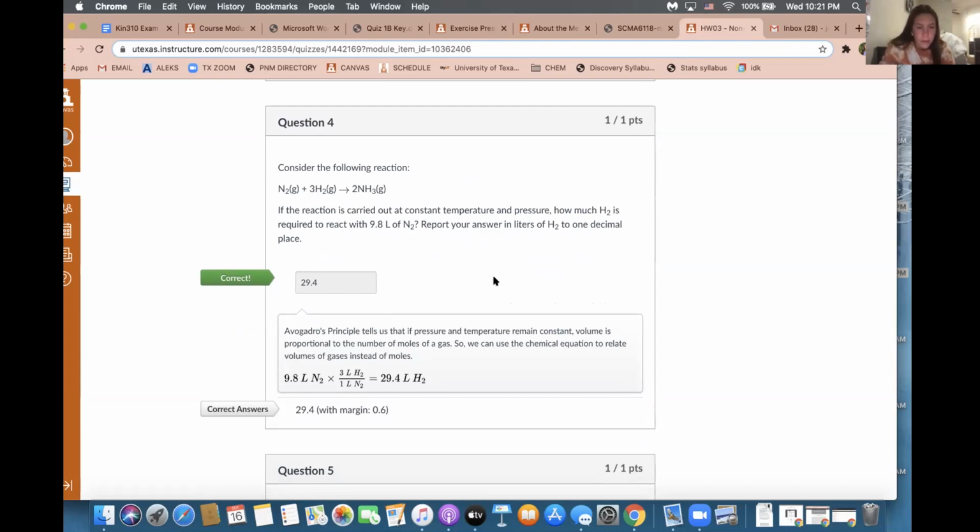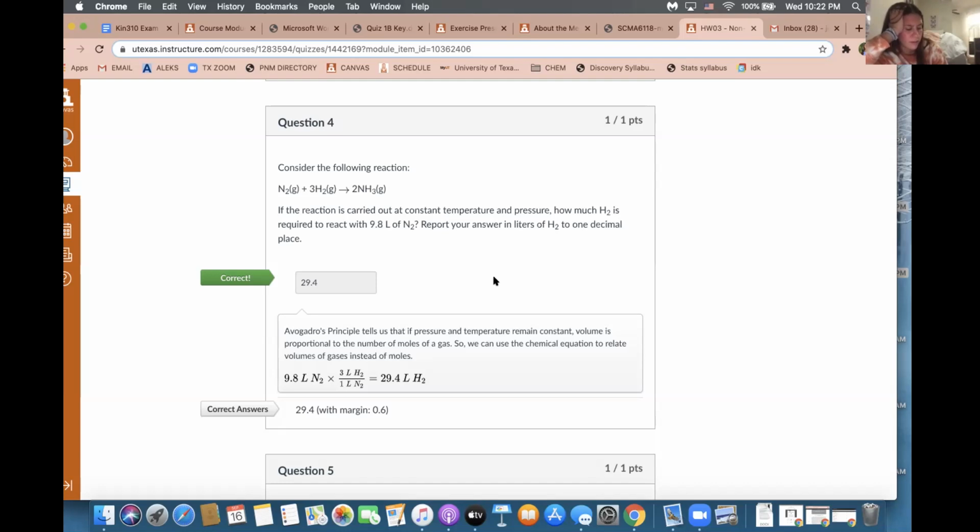Okay. Here's the next one. Let me try not to look at the answer. If the reaction is carried out at constant... Avogadro's principle. This is the one where V is related to n, the number of moles, or volume? Because I know there's Boyle's, Charles's, and Avogadro's, right? Oh yeah, Avogadro's is like 6.02. I meant the relationship. I don't know that. Wait, so you guys didn't cover that one?